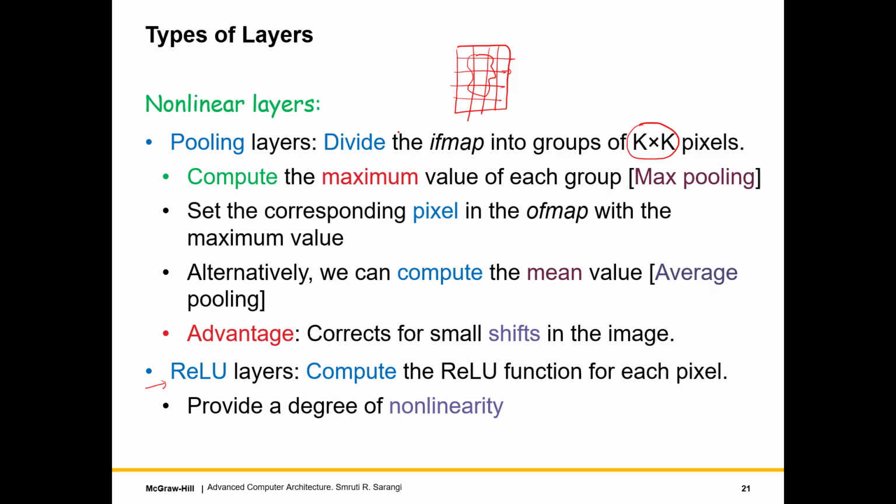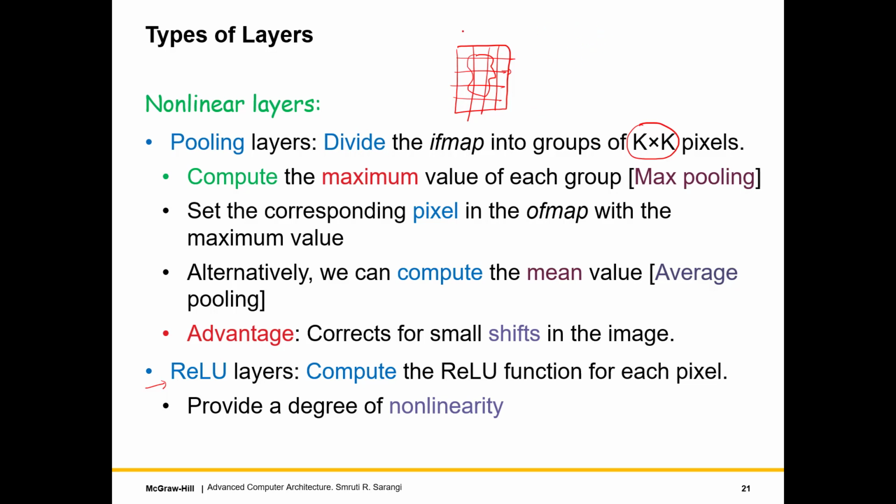Or what I can do is I can compute the average, so that would be average pooling. So those are the two most common, maximum and average. So what you will see is that even if there are small shifts in the image, the maximum as well as the average will roughly be the same. So coarsening an image in a certain sense does help for a little bit of error tolerance. Then what we do is we set the corresponding pixel in the OF map with the maximum value in the case of max pooling, or we would use average pooling.